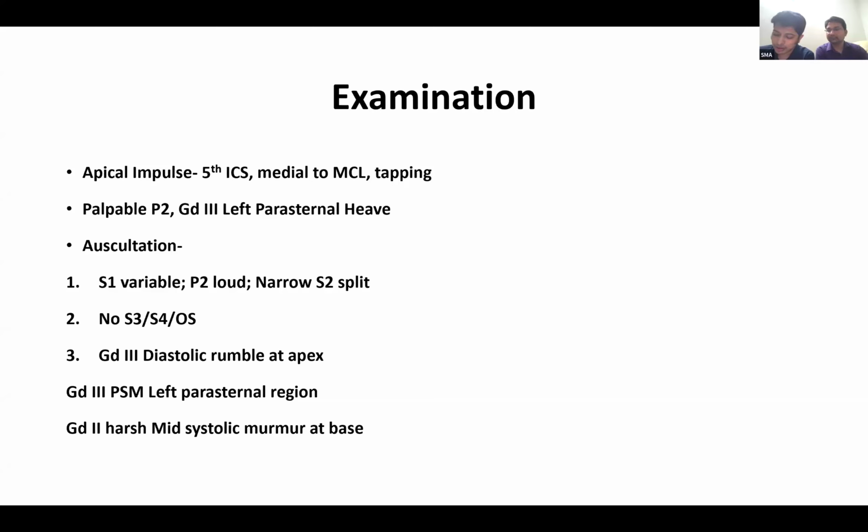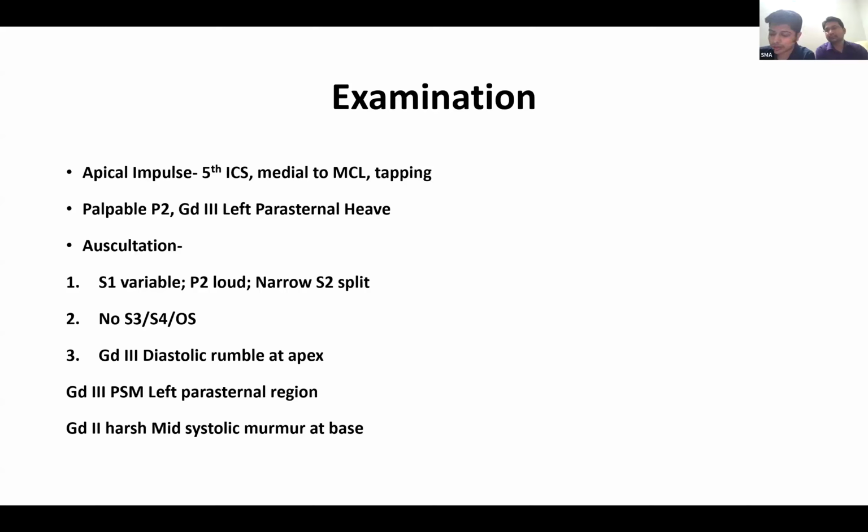On percussion, the left second intercostal space is dull, the right heart border is substernal, and the left heart border corresponds to the apex. On auscultation, S1 is variable, P2 is loud with narrow S2 split. There is no S3 or S4, and no opening snap or any additional sound. Coming to murmurs, there is a grade 3/4 long diastolic rumble having decrescendo morphology, low pitched, best heard with the bell of the stethoscope with the patient in left lateral decubitus position.